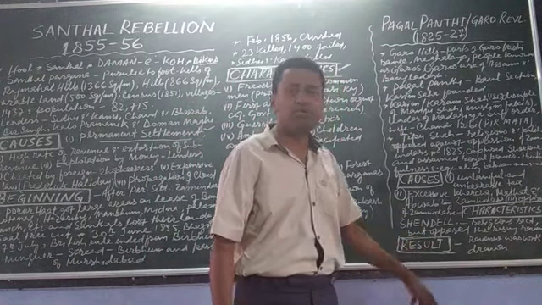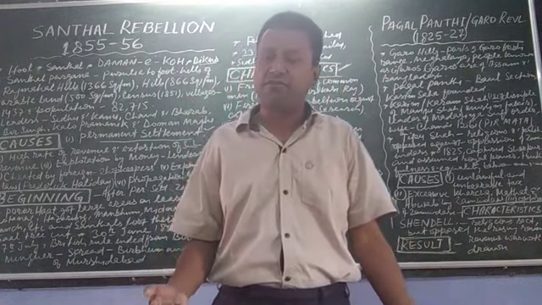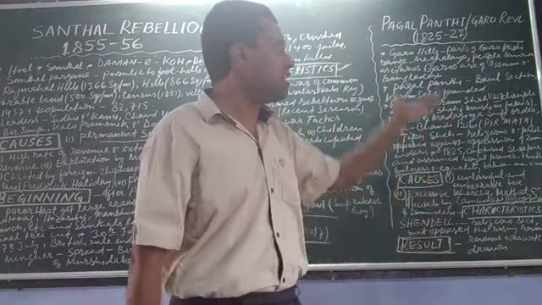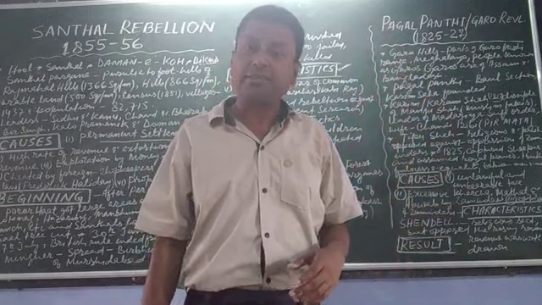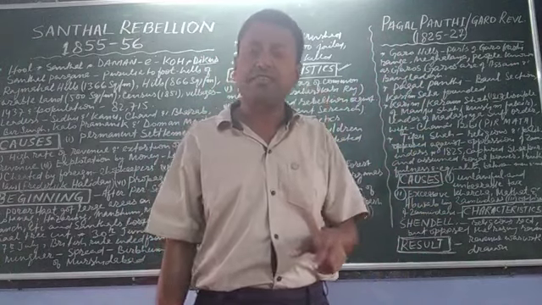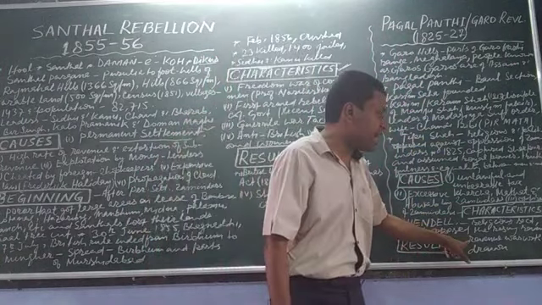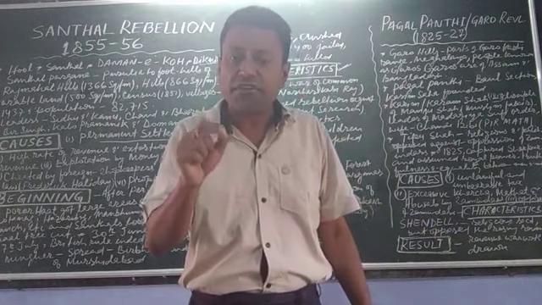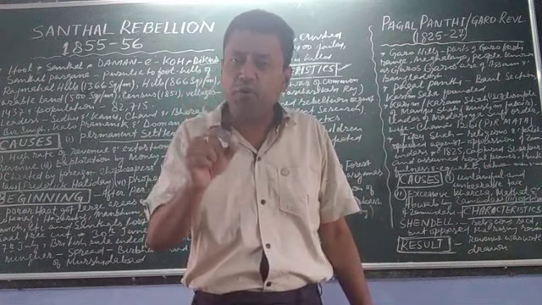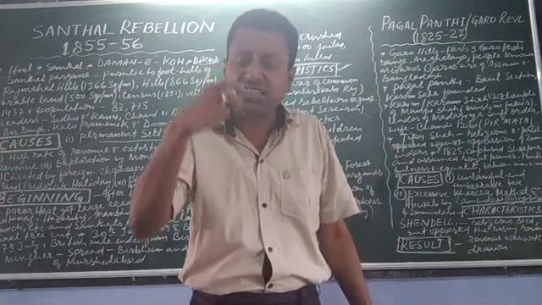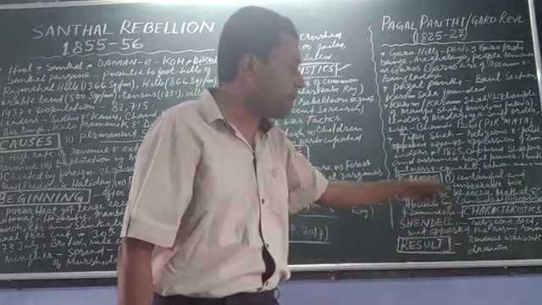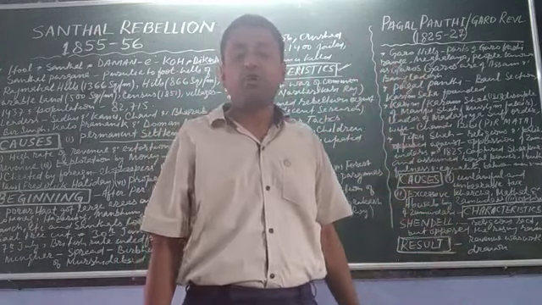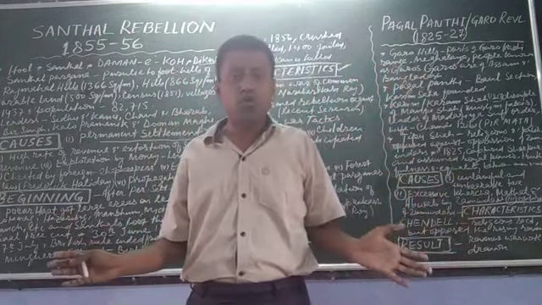Afterwards, the result. Very soon this revolt of the Pagal Panthi and Garo was suppressed, in the year 1827. But in terms of impact, the British government withdrew the extraction of revenue from the Pagal Panthis. So this was the Pagal Panthi rebellion. Till today, so much.